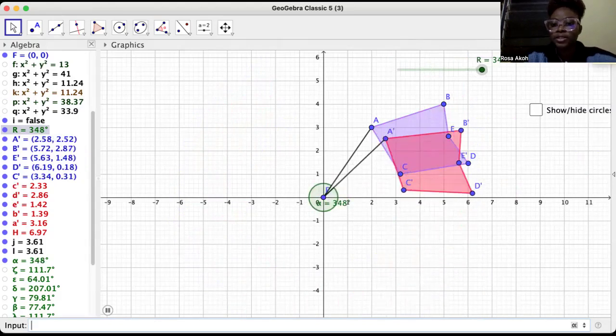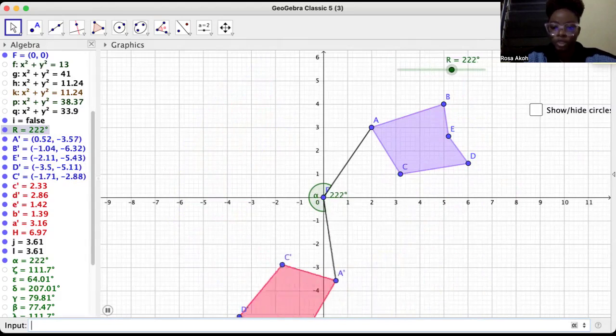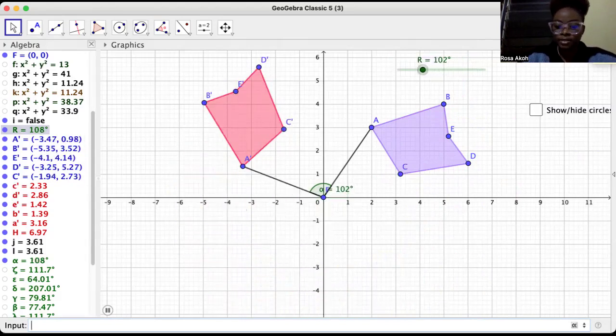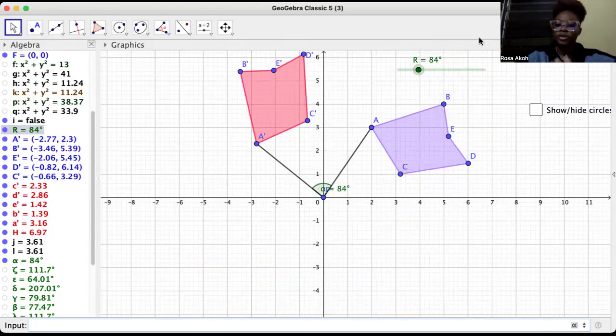So we can see that at 360, the rotated object falls on the original object. And then we can also see that at 90, the rotated object is in the fourth quadrant. This rotation is going counterclockwise or anticlockwise. So at 90 degrees counterclockwise, the object is in the fourth quadrant. At 180 degrees counterclockwise, the object is in the third quadrant. And at 270 degrees counterclockwise, the object is in the second quadrant. And when the object is rotated 360, the same as rotating 0 degrees, it's still in the first quadrant.